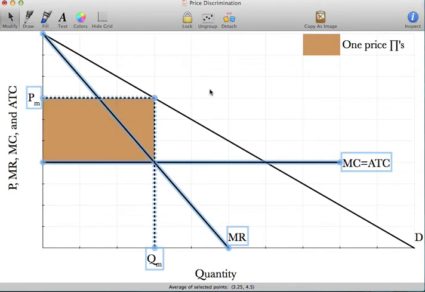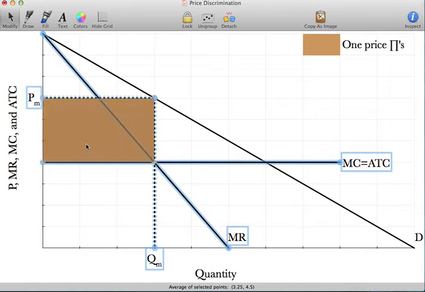We get this because the large rectangle, the rectangle that's bounded by price and QM, is total revenue. So the shaded rectangle at the top plus the square at the bottom here is total revenue. And if we subtract off total cost, which is Q times average total cost, so this unshaded area down here in the bottom is total cost.